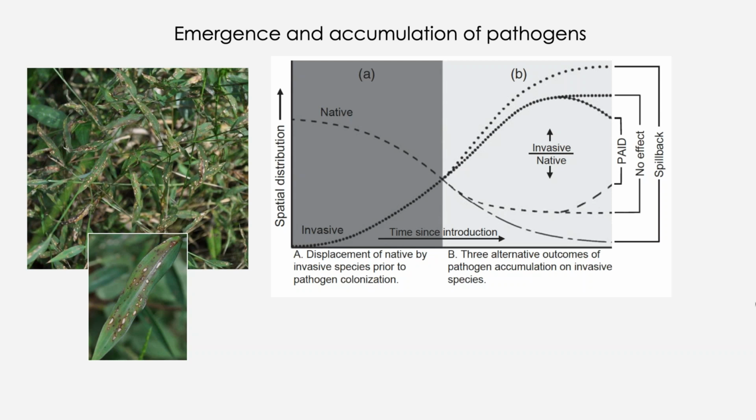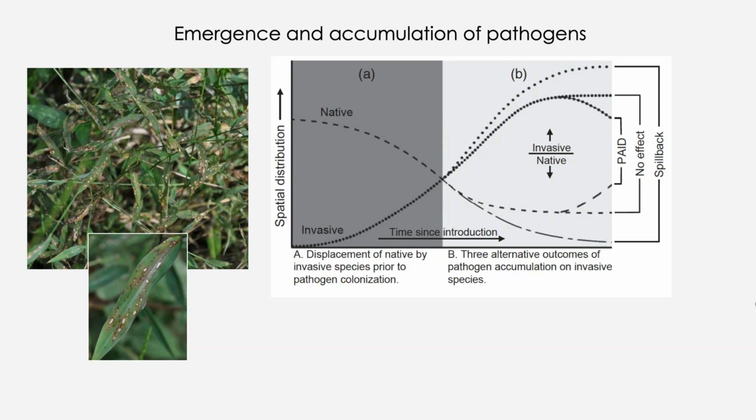Following pathogen accumulation, which you see in the lightly shaded gray part, panel B, we thought that the first possibility is that the pathogen could accumulate on the invader, and the invader could go into decline, thereby allowing the native species to return. So we called this the pathogen accumulation and invasive decline hypothesis, or PAID. Another possibility, though, is that the accumulation of pathogens may have no effect on the invader in terms of population level effects, in which case the native species would not be affected either.